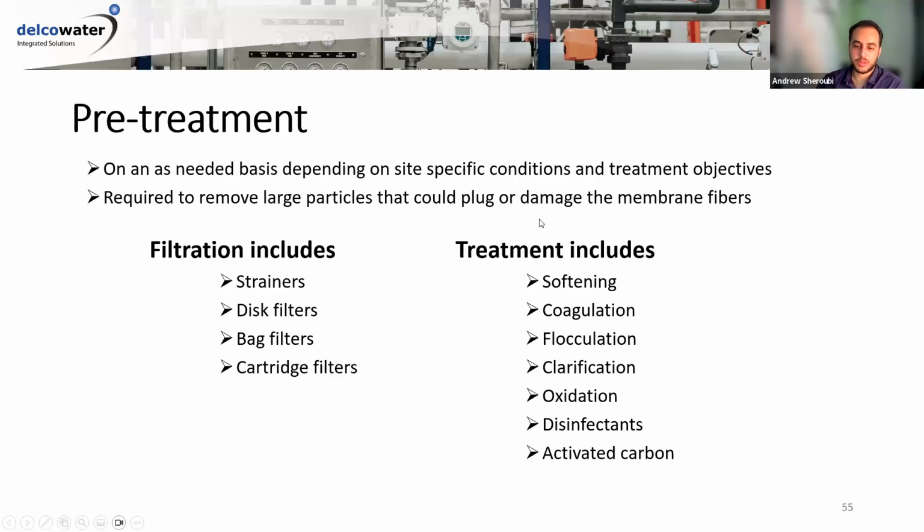And same thing with the UF. It doesn't remove anything that's dissolved. So usually you need to combine it with things like coagulation, flocculation, or activated carbon to remove things.